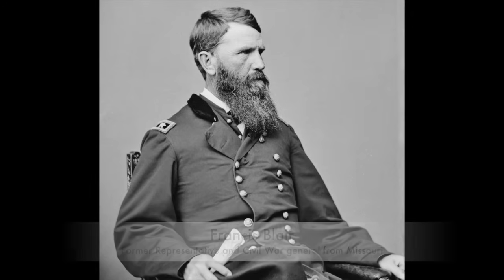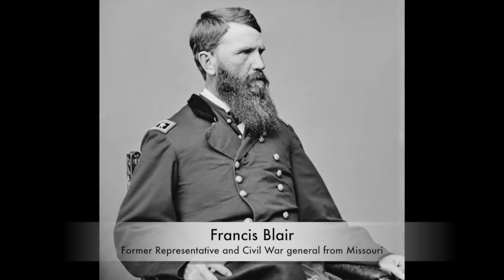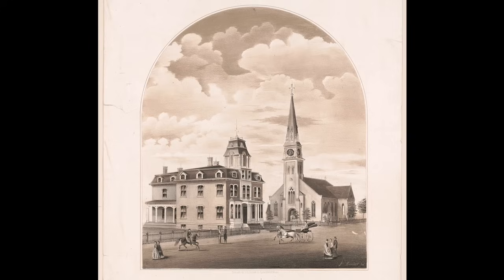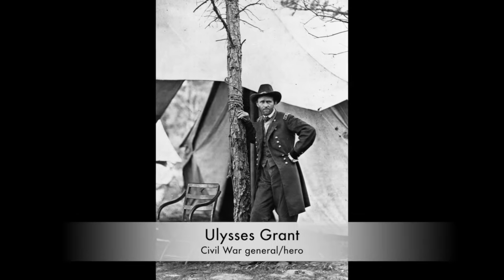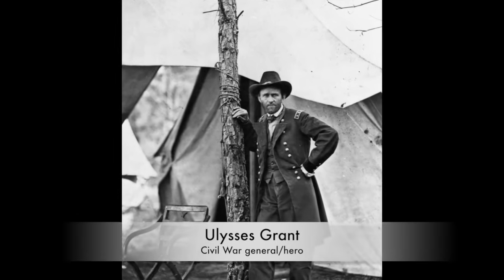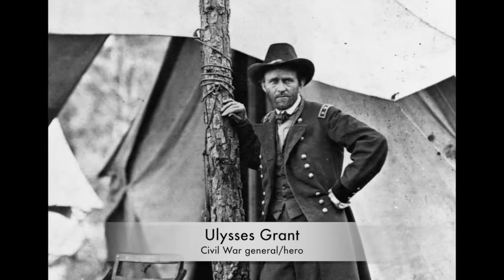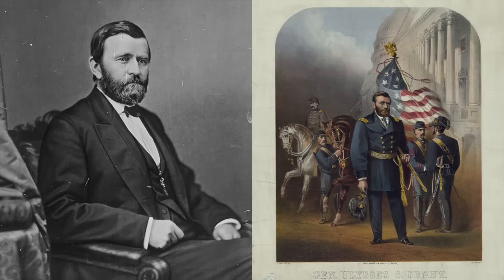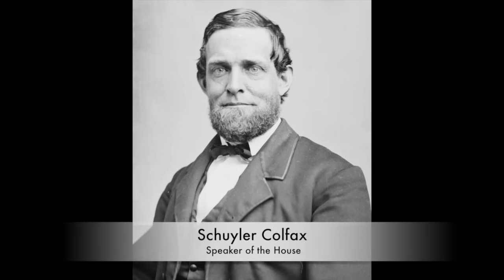The Democrats nominated Francis Blair, a former representative and Civil War general from Missouri, for vice president. Meanwhile, the Union Party was once again the Republican Party. It was important for the party to nominate a popular Civil War hero as their candidate. Fortunately, General Ulysses Grant, who just so happened to be the hero who helped the North win the Civil War, announced to everyone he was a Republican. He was unanimously nominated on the first ballot. The Republicans nominated Schuyler Colfax, the Speaker of the House, for vice president. Colfax, who represented Indiana, was one of those radical Republicans I mentioned earlier that clashed with Andrew Johnson.